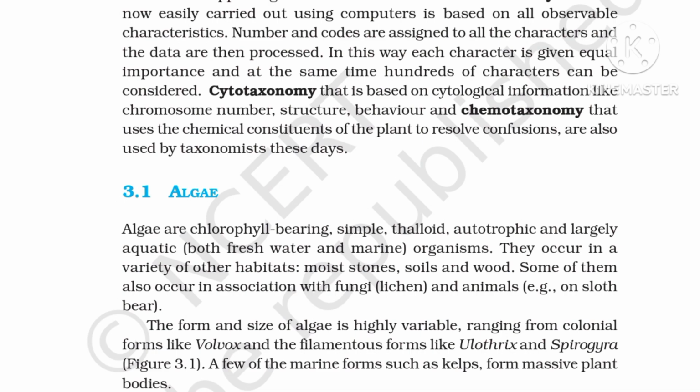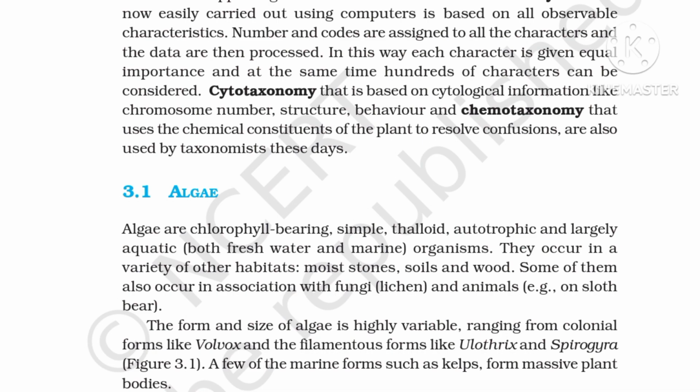Algae. Algae are chlorophyll-bearing, simple thalloid, autotrophic and largely aquatic, both freshwater and marine, organisms. They occur in a variety of other habitats: moist stones, soils and wood. Some of them also occur in association with fungi, as lichen, and animals, for example on sloth bear. The form and size of algae is highly variable, ranging from colonial forms like Volvox and filamentous forms like Ulothrix and Spirogyra. Figure 3.1.